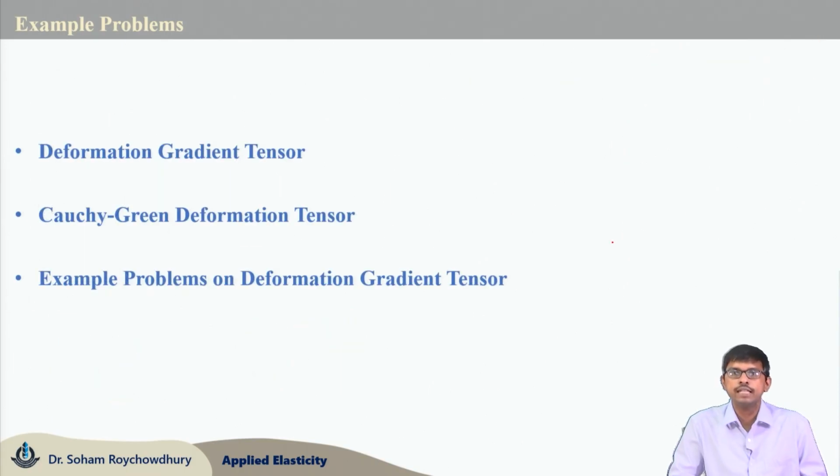So, in this particular lecture, we introduced the concept of the deformation gradient tensor, its components and physical significance, followed by the definition of both the left and right Cauchy-Green deformation tensors with the help of the polar decomposition theorem. And we solved example problems involving the deformation gradient tensor and the Cauchy-Green deformation tensor. Thank you.